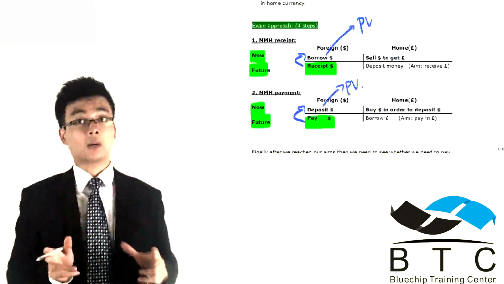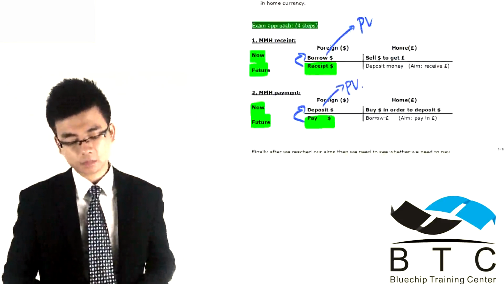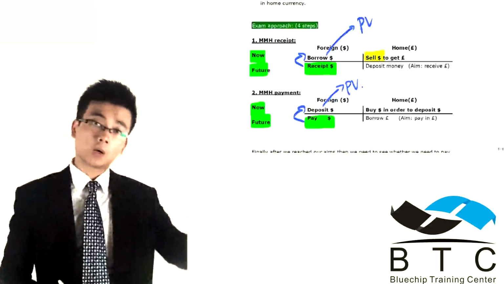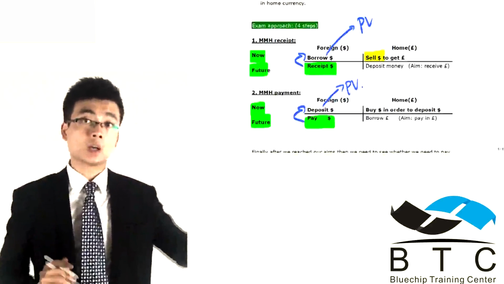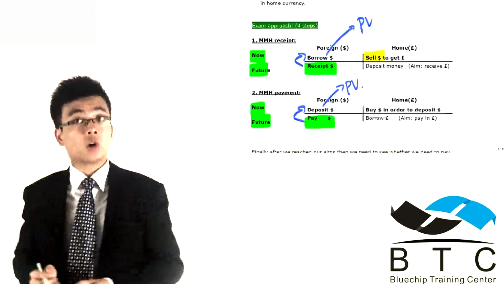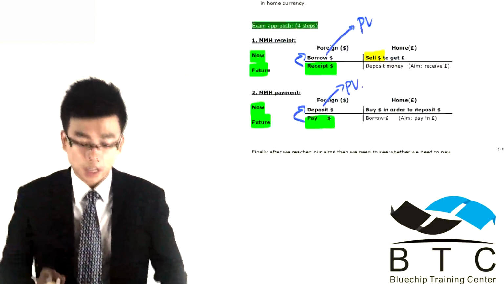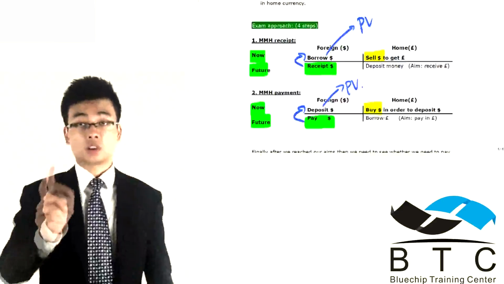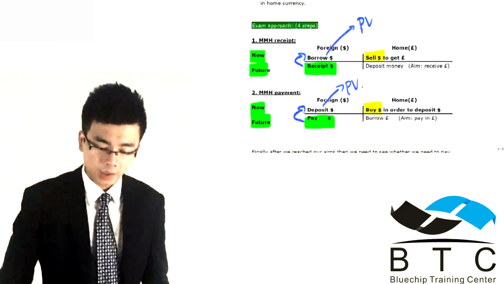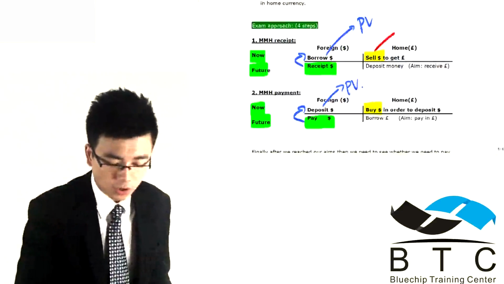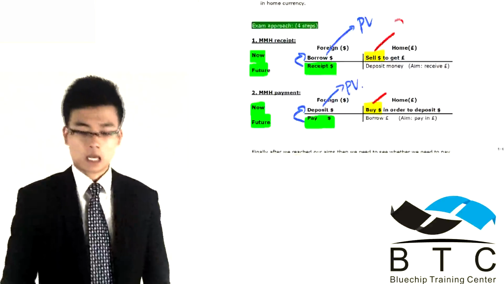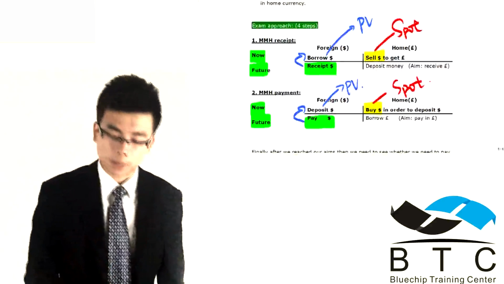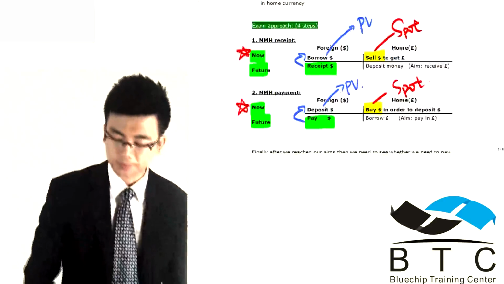Because it is relating now. Next question. You're going to sell the dollars, because you borrow the money from the foreign bank in order to get your home currency, which is the UK pound. Also, for MMH payments, you're going to buy the dollars in order to deposit them into the foreign bank. The question is, are we going to use the forward rate or the spot rate? Of course, we are going to use the spot rate in these two circumstances, simply because it is relating to now.